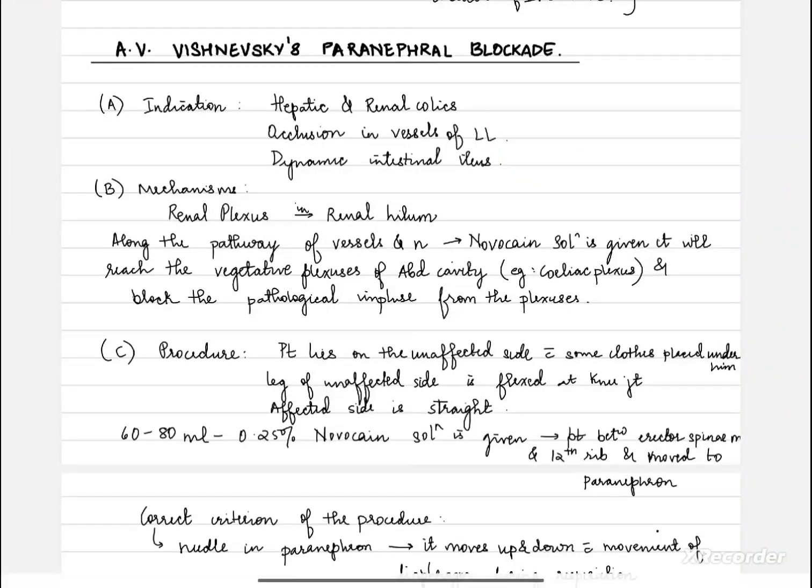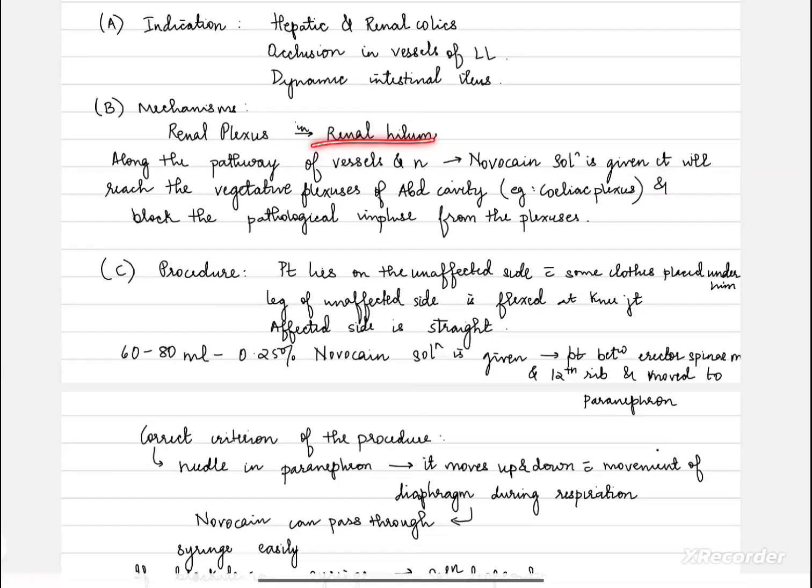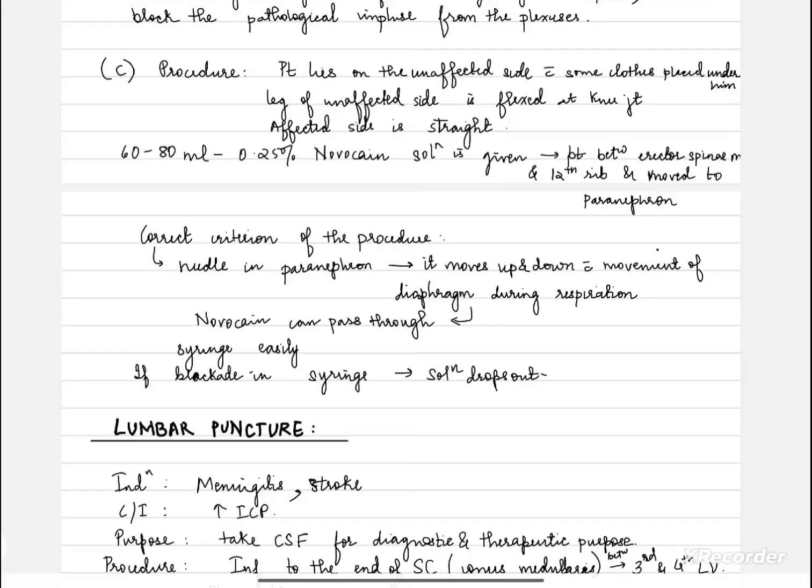Now the mechanism: the renal plexus is located in the renal hilum. Okay. Along the pathway of vessels and nerves, Novocaine solution is given. It will reach the vegetative plexuses of the abdominal cavity, for example the celiac plexus, and block the pathological impulse from the plexus. Procedure is: the patient lies on the unaffected side with some cloth placed under him. The leg on the unaffected side is flexed at the knee joint. Affected side is stretched. Now 60 to 80 ml of 0.25% Novocaine solution is given.